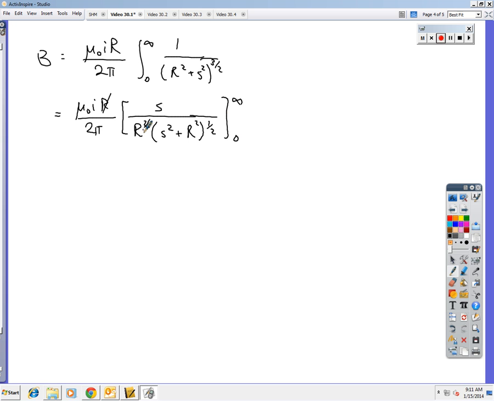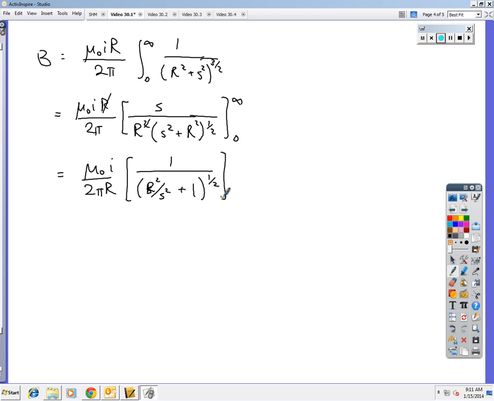Now we can cancel out a factor of r from numerator and denominator. And now, evaluating this is a bit of a pain, because you'll notice, especially evaluating at infinity, both top and bottom of the fraction is infinite. Evaluating at 0, both numerator and denominator are also infinite. So you have to be a little bit clever here. So we get mu naught I over 2 pi r. What we'll do is we'll divide the numerator and the denominator by s, which will give us 1 in the numerator. And in the denominator, it'll give us r squared over s squared plus 1, all to the 1/2 power.